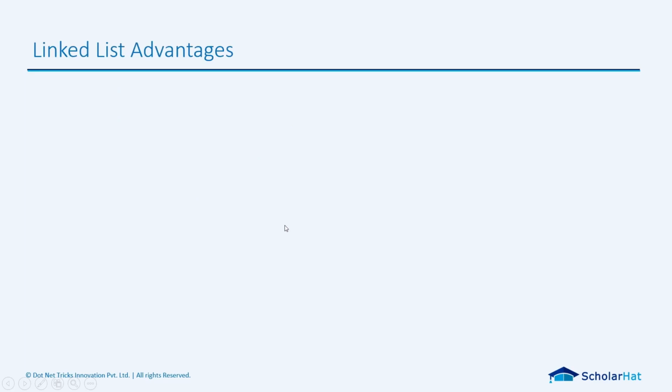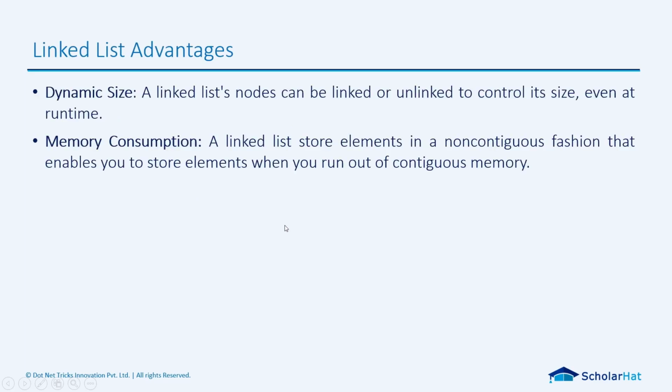That's all done. Now, what is the advantage of a linked list? It has a dynamic size. Linked list nodes can be linked or unlinked to control its size even at runtime, so at runtime you can change the size. It's allocated in the heap memory.